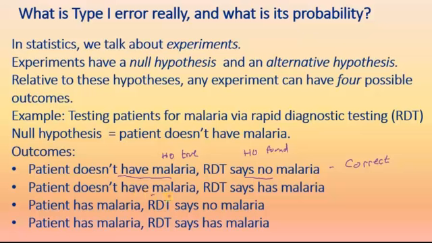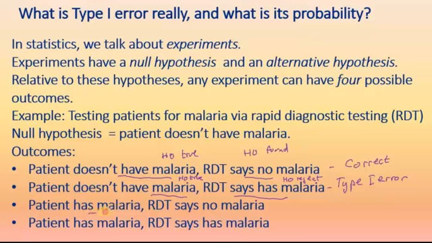Now in this case we have H0 is true. And then here, H0 has been rejected. Okay. This is called a type 1 error. A false rejection of the null hypothesis. The null hypothesis is in fact true because the patient doesn't have malaria, but the test has said the patient has malaria. That's a type 1 error.